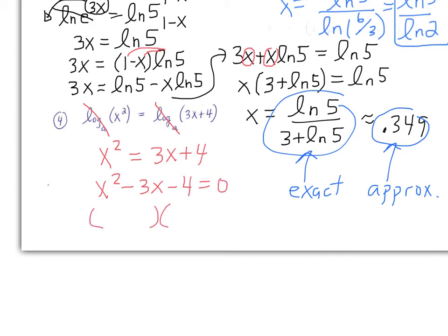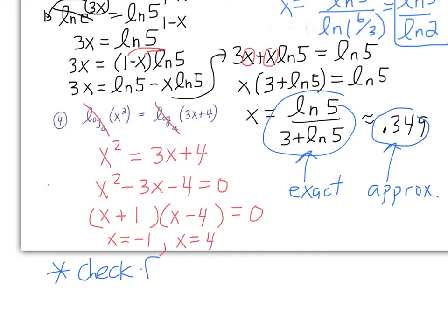Okay, we're just going to factor this. So this is x plus 1, x minus 4, when you do your add multiply game. Now from here we're going to get x equals negative 1 and x equals positive 4. Now it's important to write yourself a little note here. Check for extraneous roots. Alright, these are roots that don't check out.